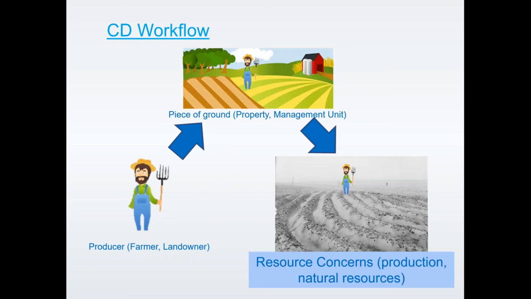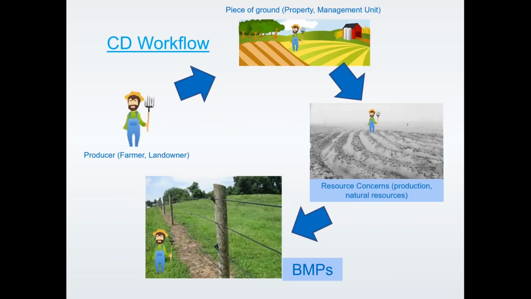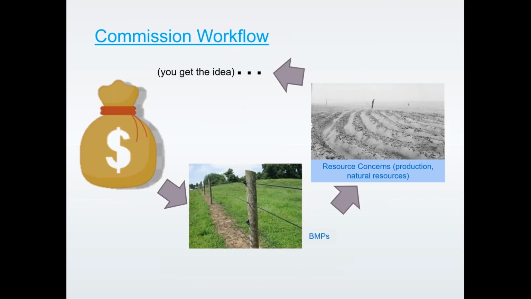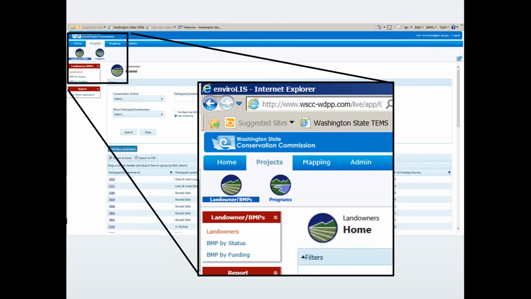That property has resource concerns, or natural resource issues, that then need BMPs as a prescription to fix, that then need money to pay for. And so our field users were working with one workflow, and as we thought about it, the beauty was the commission was actually working with a backwards workflow from what they were doing. So it's complicated, but it's simple because we actually are working with the same workflow just from different ends. The commission has money to pay for certain BMPs that address certain resource concerns, and you can get the idea from there. So two workflows isn't bad. And so the new system actually reflects those two workflows.